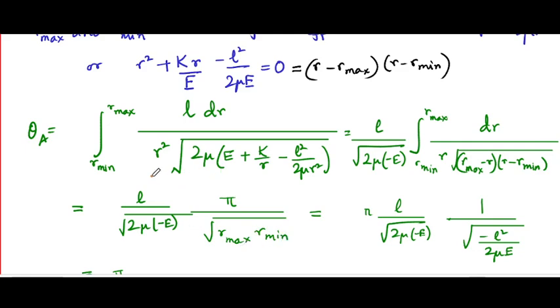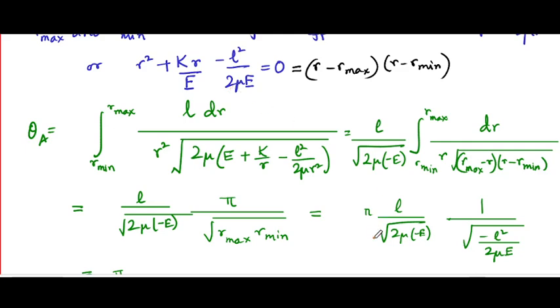So the final result for the apsidal angle is L over root over twice mu times minus E times pi divided by square root of Rmax times Rmin. But note that Rmax and Rmin are nothing but the two roots of this quadratic equation. So the product of the roots must be simply minus L square over twice mu E.